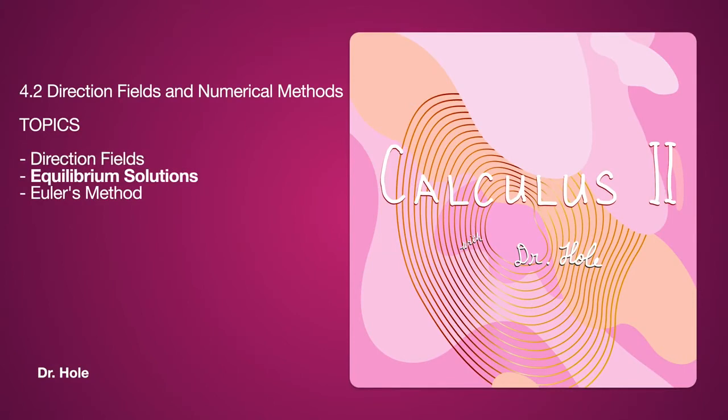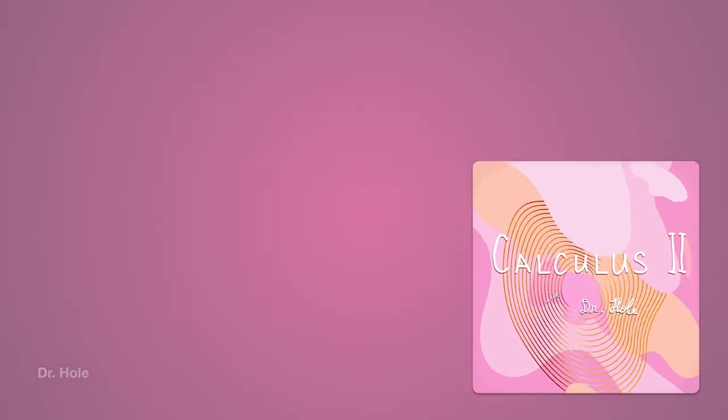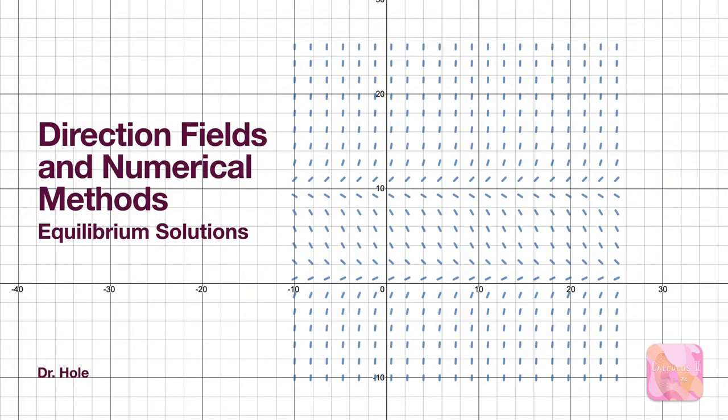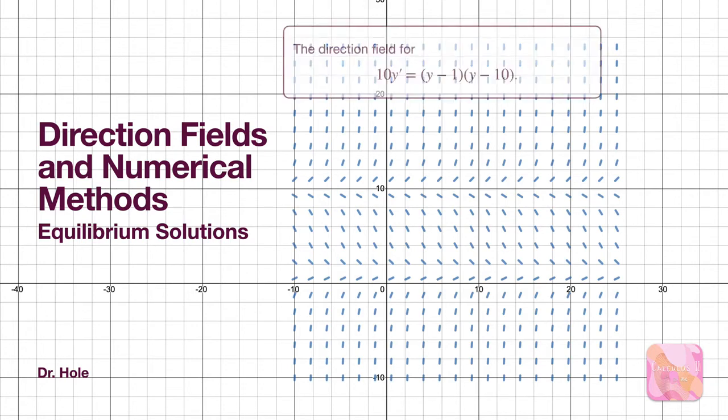Let's look at the idea of an equilibrium solution. Here we have a different direction field, and there appear to be two different horizontal lines that can be sketched into this direction field. This direction field has differential equation 10y prime equals the product of two binomials, (y minus 1) and (y minus 10).